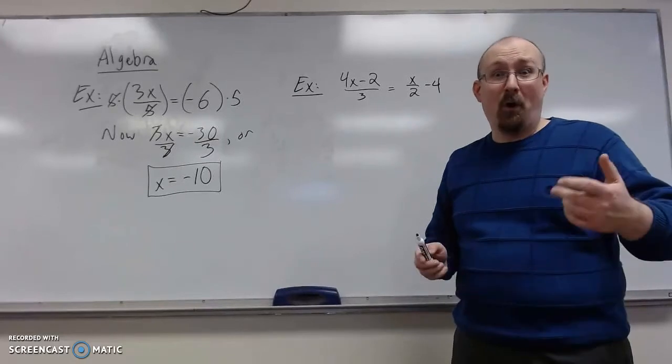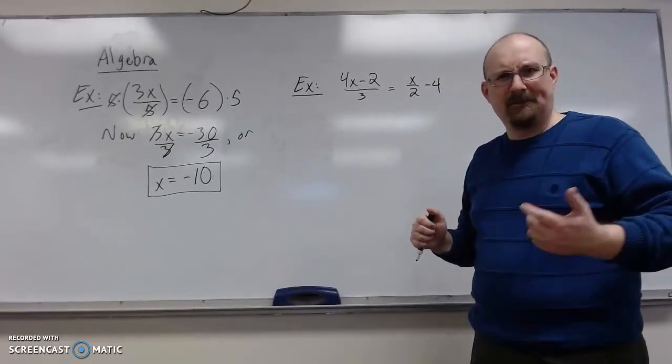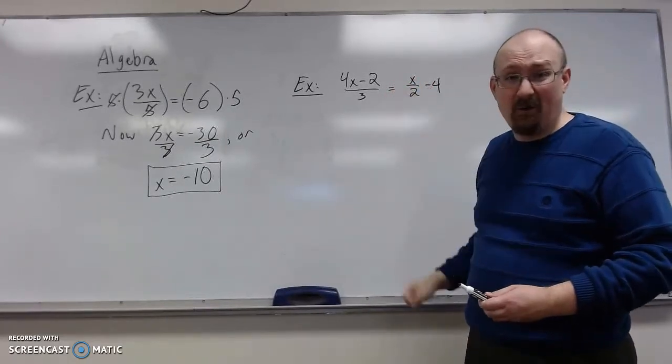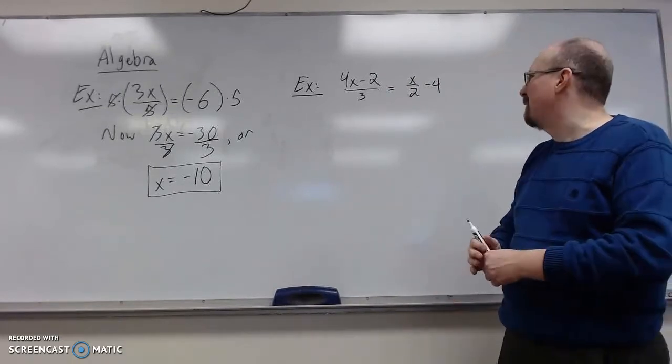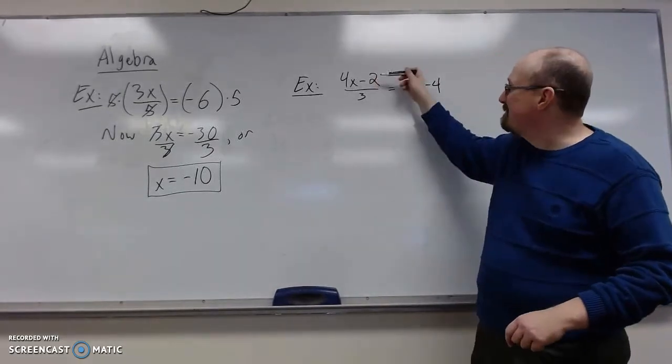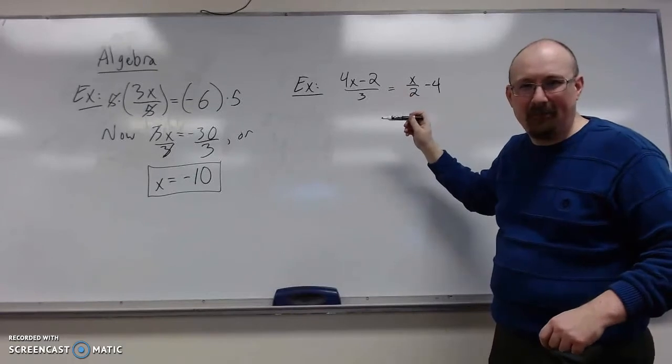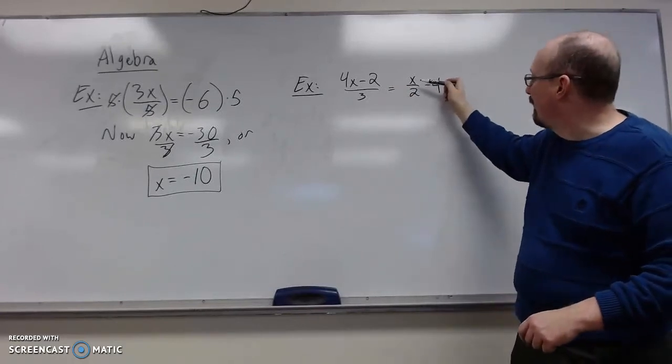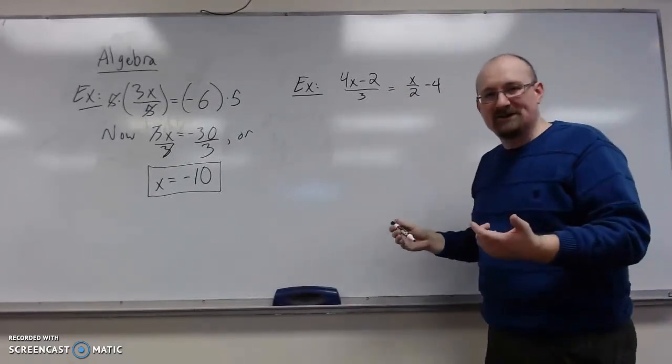All right, I took that moment with the technical difficulties to go ahead and write up the next equation that I want to take a look at. So this is the next example rolling along through here. 4x minus 2 divided by 3 on the left. On the right-hand side of our equal sign, x over 2 minus 4.